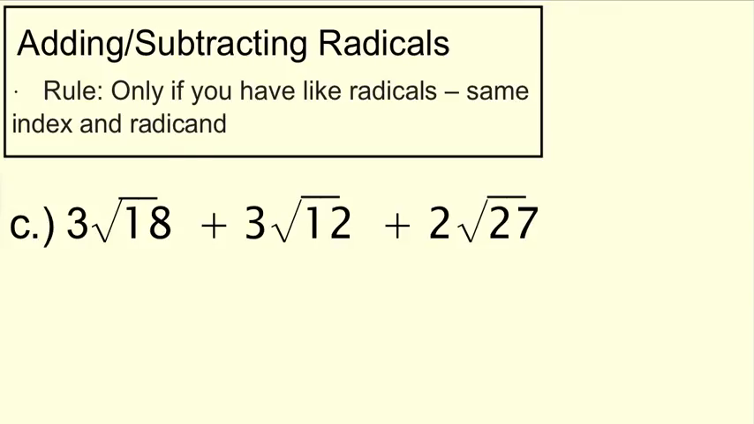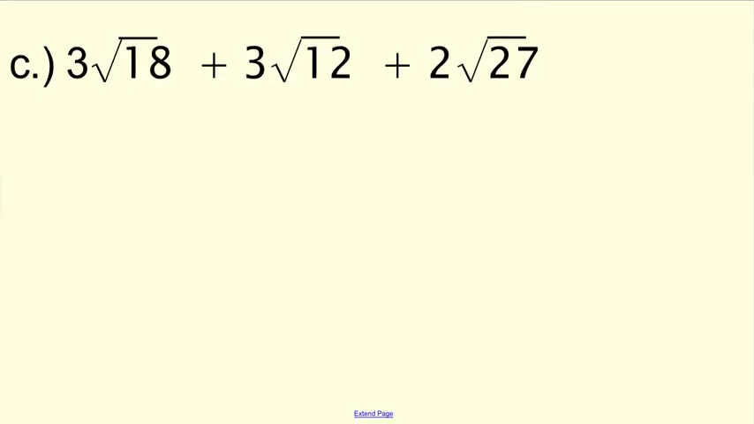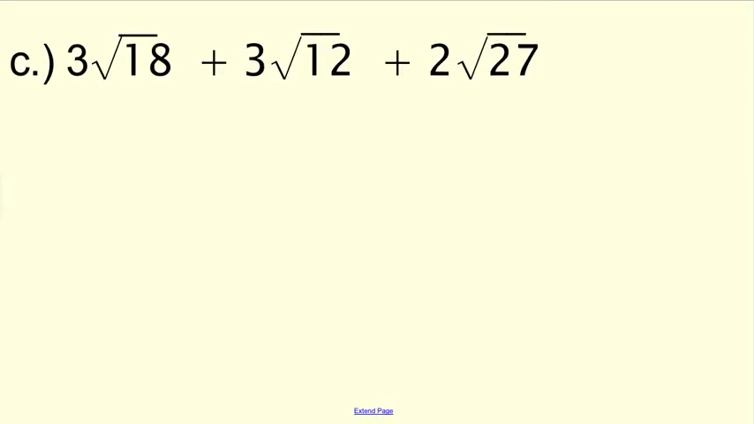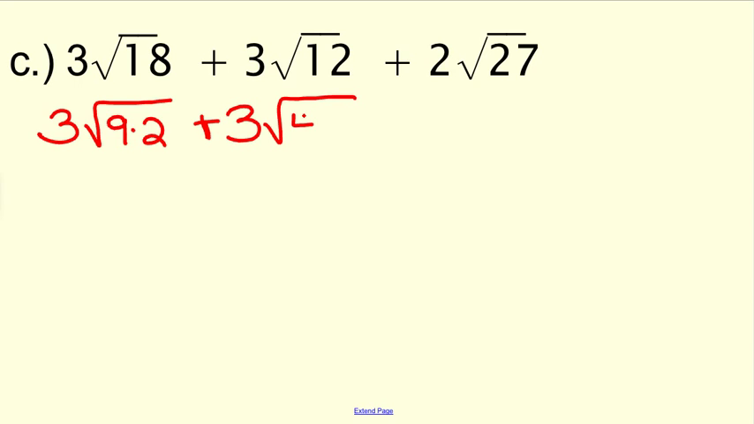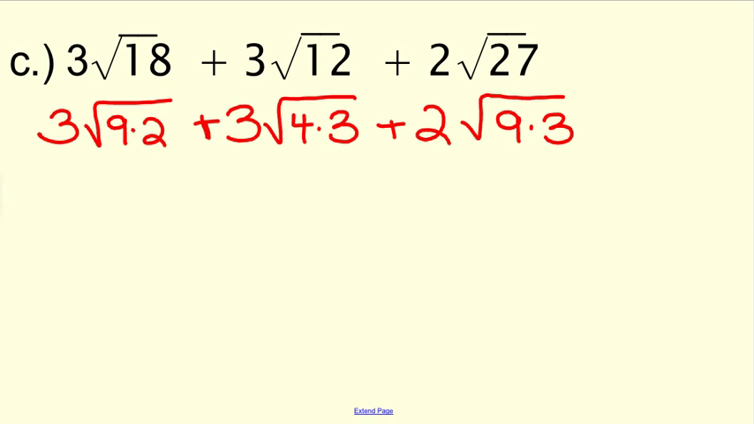Again, the same rule applies. Right now, these radicals are not broken down. I'm going to go a little bit faster now with these radicals than the previous example. So I'm going to break down 18. So I have 3 square root, I'm going to break it down as 9 and 2. And then plus 3, I'm going to break down 12 as 4 times 3. The last one, I'm going to break down 27 as 9 times 3.